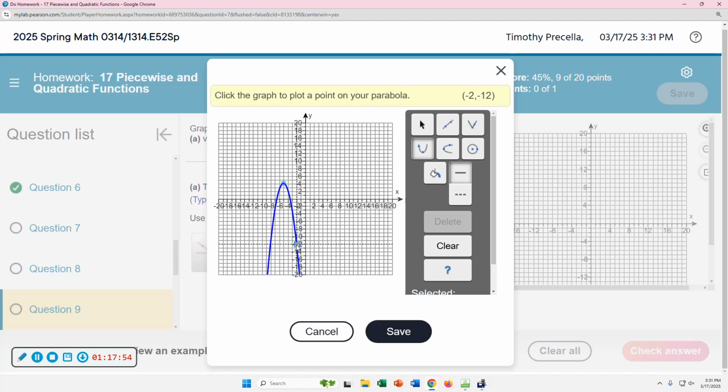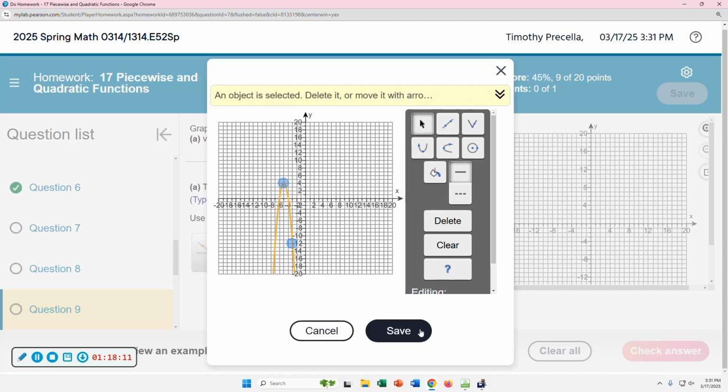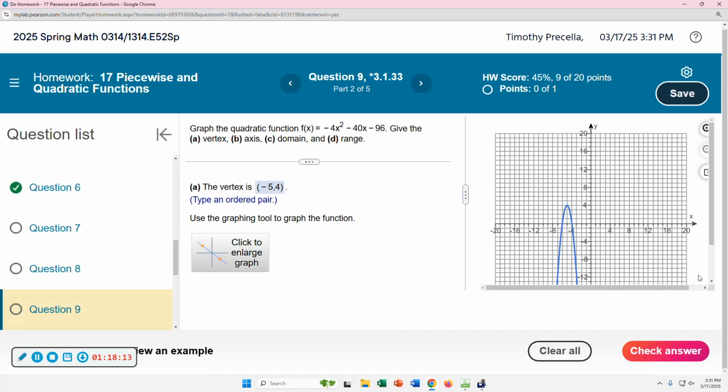Negative 3. Let me see. Oh, I skipped it. Is that it? Negative 3, negative 12. Look at that. It's underneath that X up there. Do y'all see where it says negative 3? No, I moved it again. Try it. There it is. Click it. Okay. Save it.